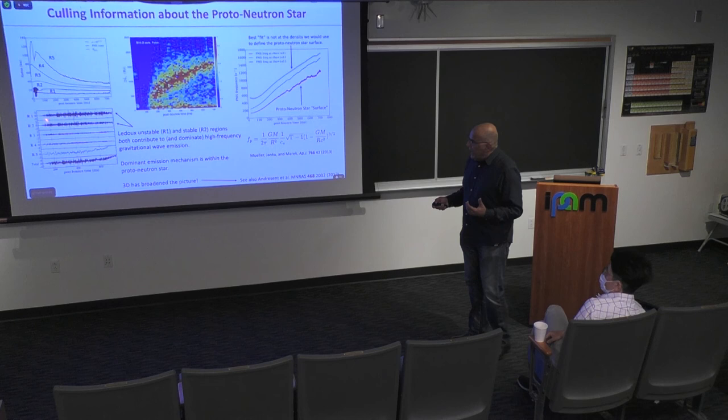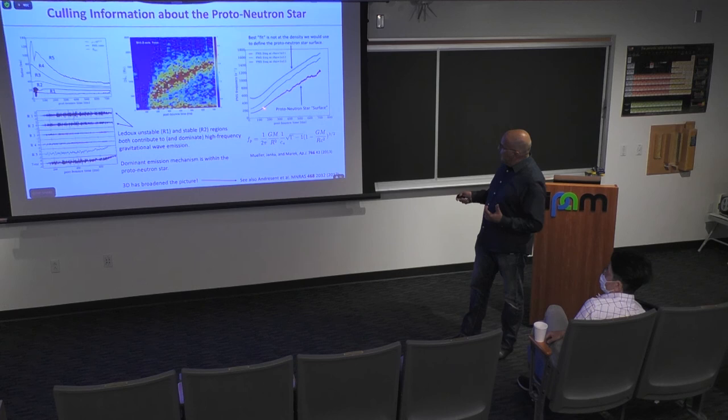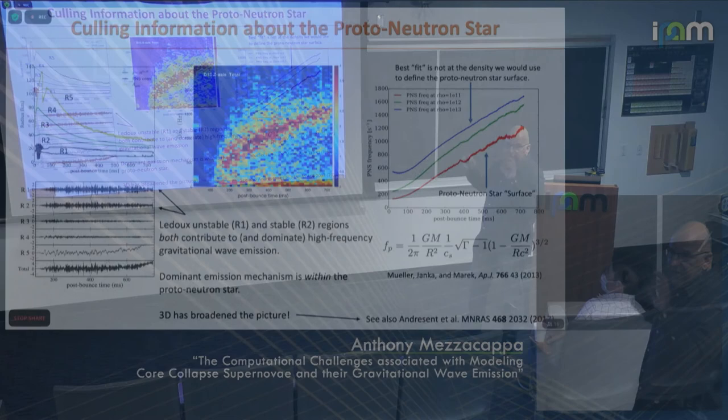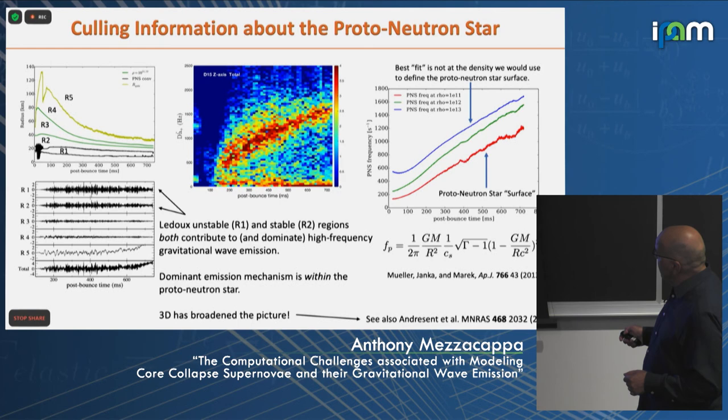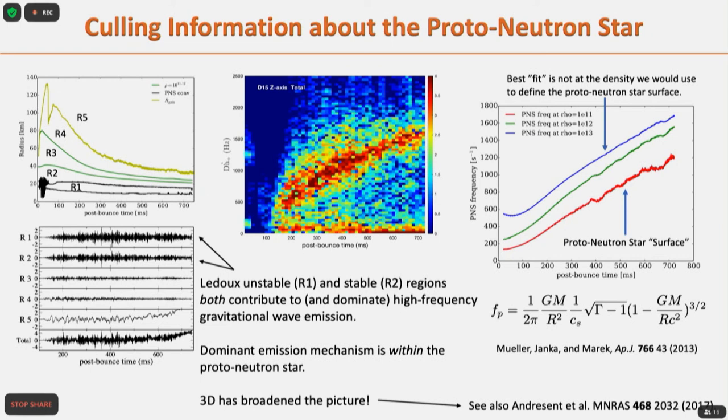And we basically took this formula and we fit this formula at 10 to the 11, 10 to the 12, and 10 to the 13 grams per cubic centimeter. We know what the M and the R are at those in our model. And the best fit, and I say that loosely because clearly this is not replacing a detailed analysis like Pablo showed, the best fit for us occurs at a density of 10 to the 13 grams per cubic centimeter. So if you look at where this starts and stops, it's very similar to what we have here.